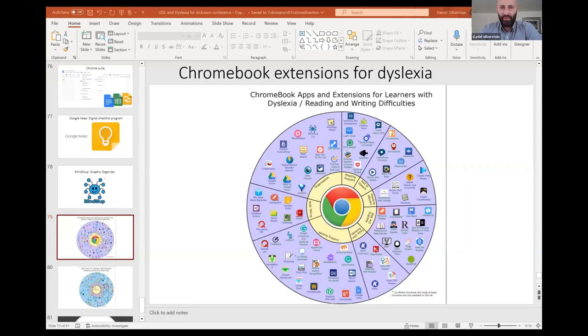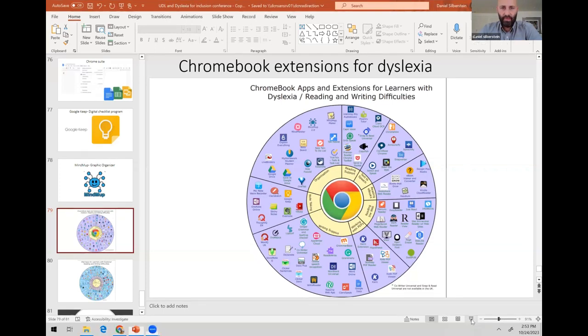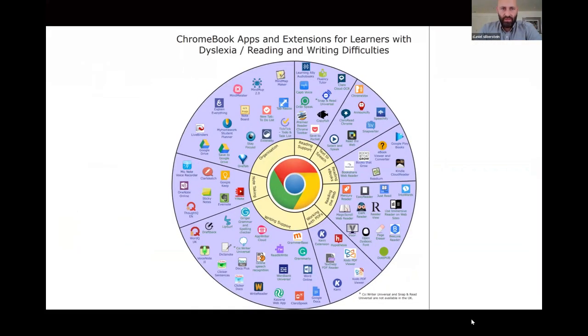And then on the Padlet as well, there are infographics for Chrome extensions for students with reading deficits, and then there are also ones for iOS. So both of those are options to take a look at.